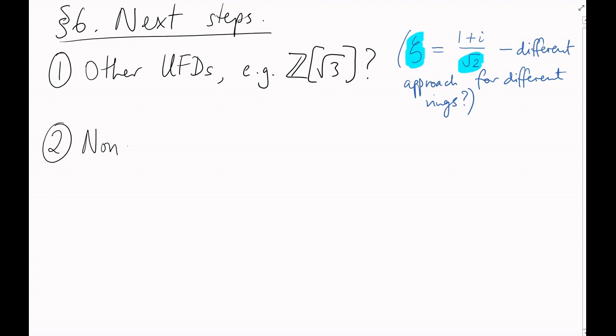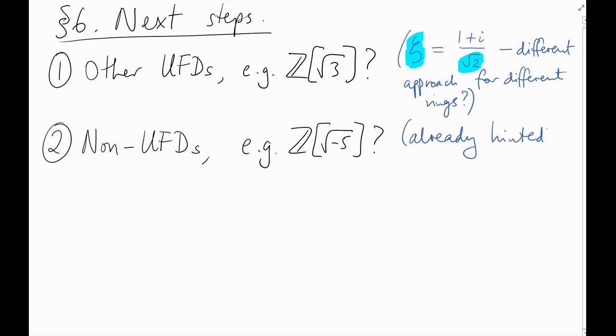Secondly, what about non-unique factorization domains? All the way back in video 2, I remarked that Z adjoining root minus 5 was not a UFD. But then in video 3, I gave a set of congruences that determined when a prime ideal of Z split, remained inert or ramified after being extended to Z adjoining root 5. So where did that come from?